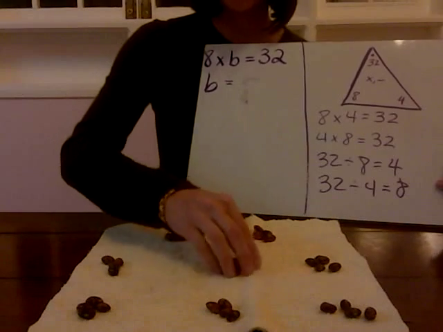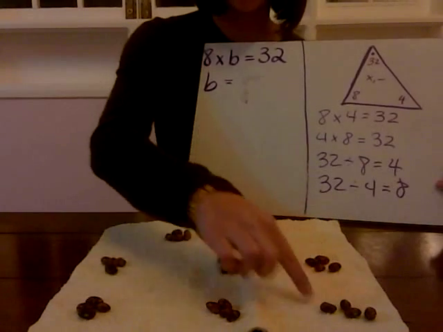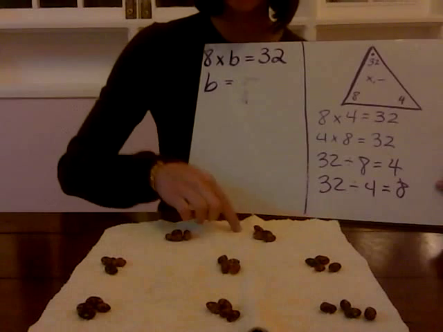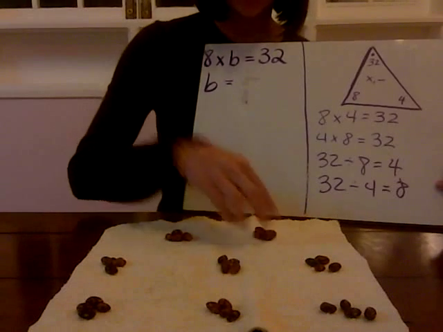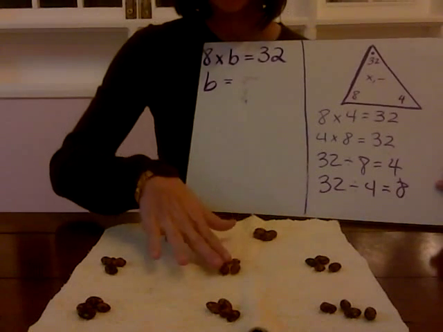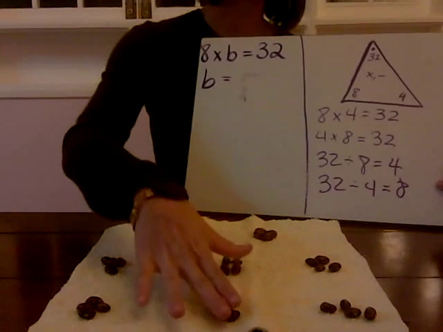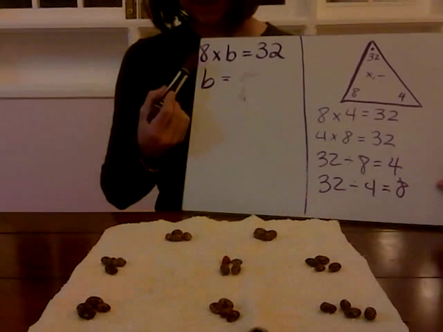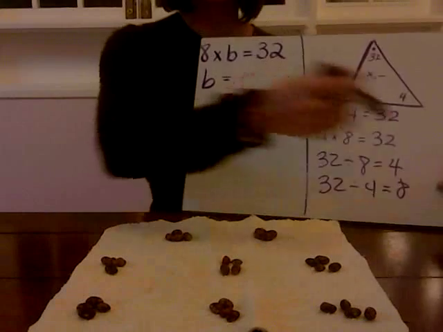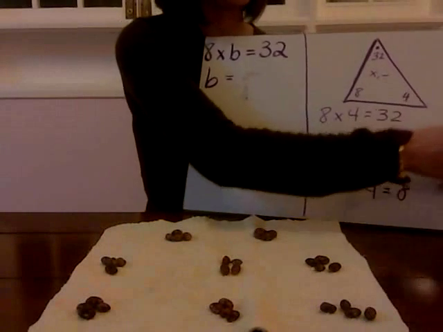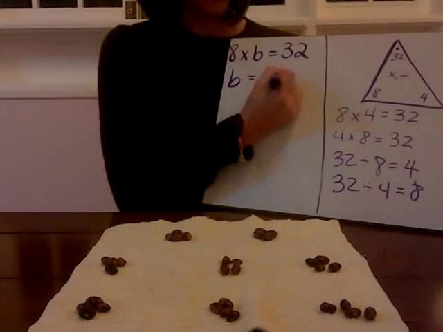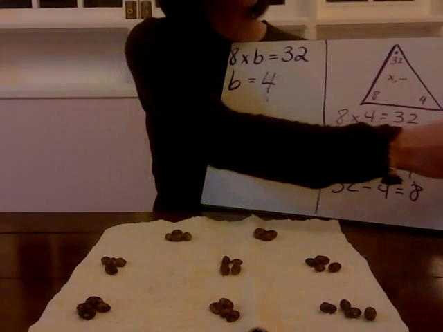So I definitely have 32 beans on here. I have 1, 2, 3, 4, 5, 6, 7, 8 groups. And when I look at my 8 groups, I see that there are 4 in each group. This tells me that 8 times 4 is 32. So b must be 4.